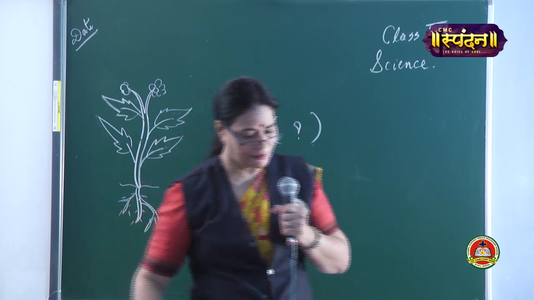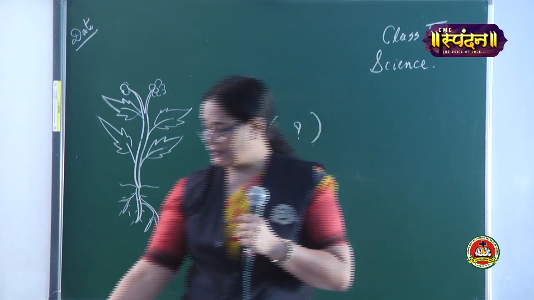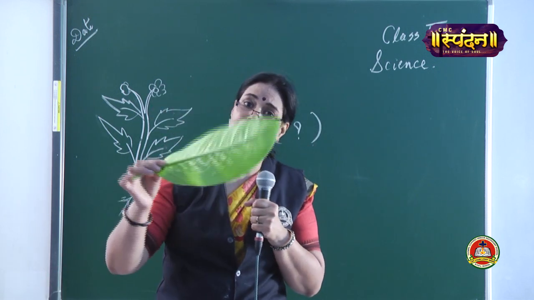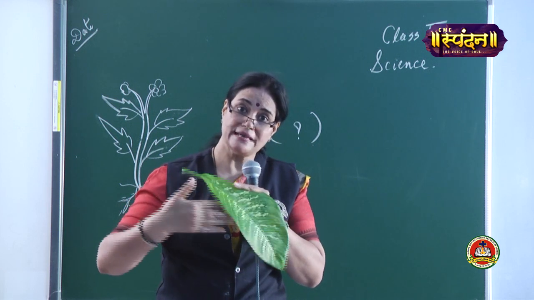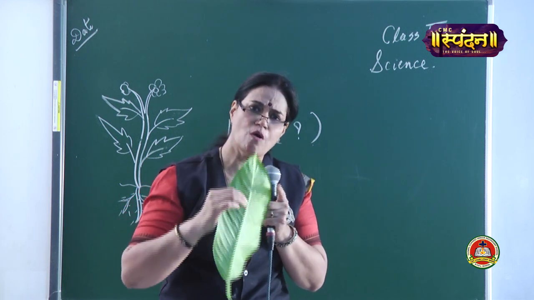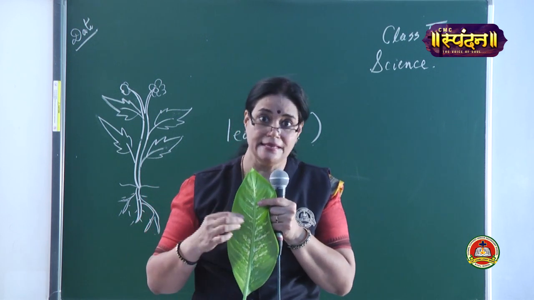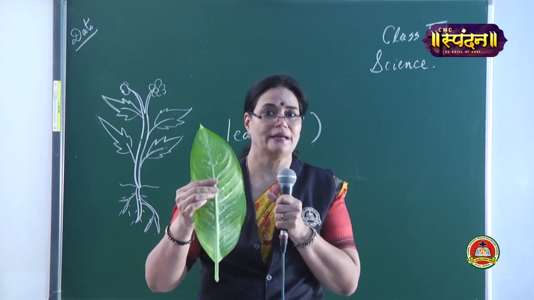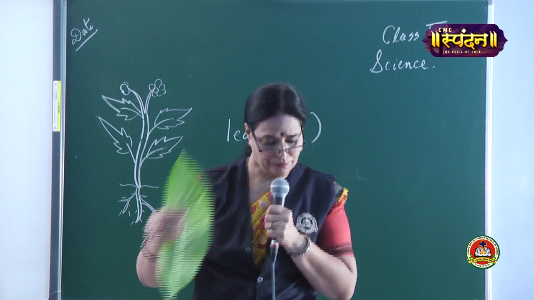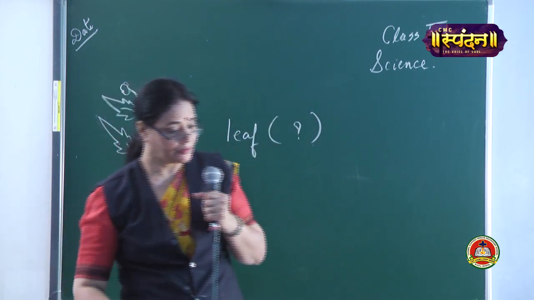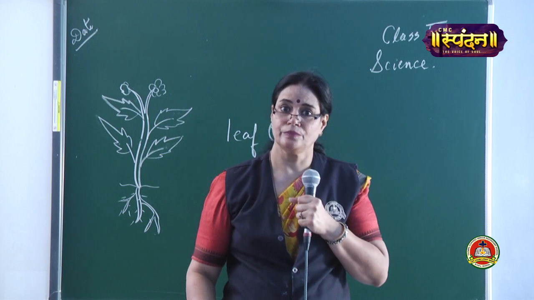Okay? Now, in our last class we had already studied, on the lower side of the leaf, you have many small pores that cannot be seen by your naked eyes. And these are called as stomatas. Understood? Yes.